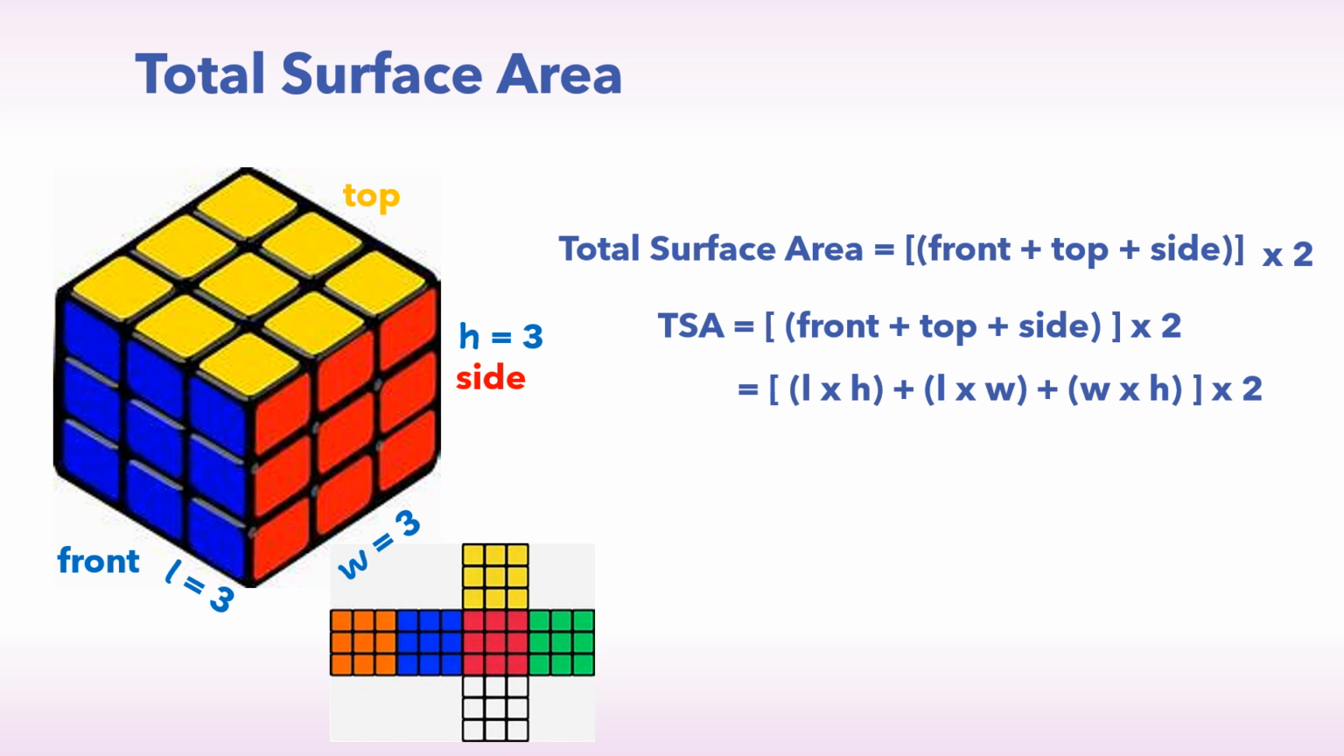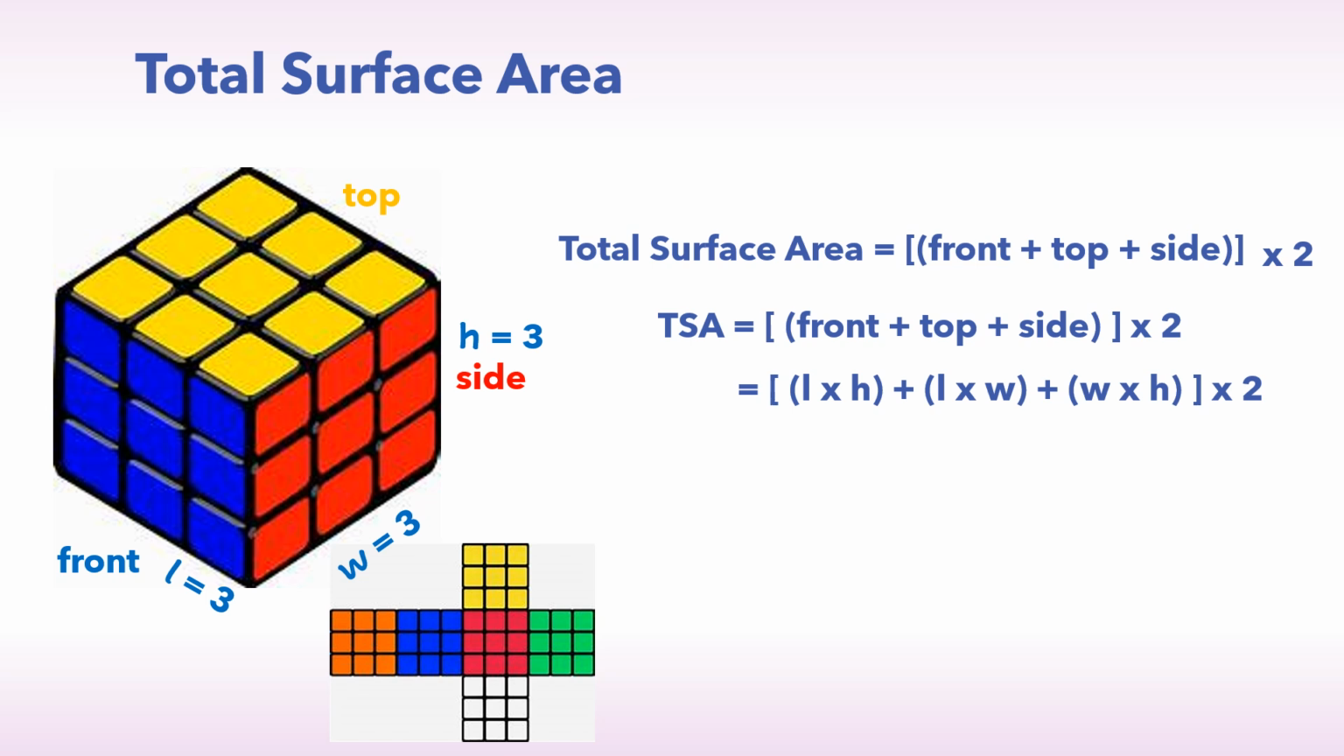Then we're looking at the top. The length is going to be the same as the blue, it's 3 cubes, and then we're looking at the width. You can see the width between the yellow and the red is also 3 cubes. Now if we're looking at the side, we take the width, which is 3 cubes, and then the height, which is 3 cubes.